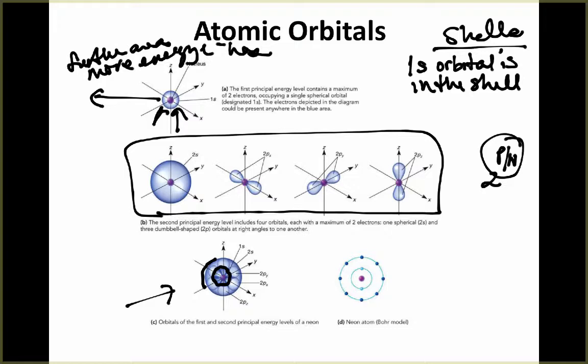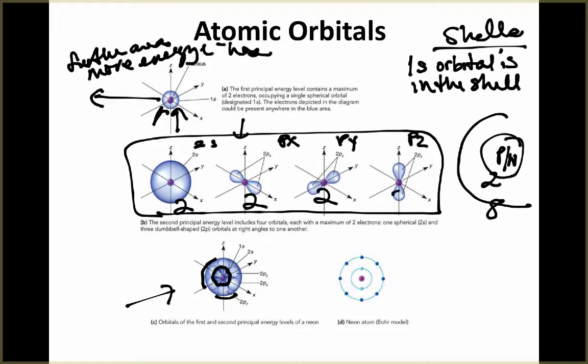Okay? But if you look at these here, do you see how this 2s and this px, py, and pz all go out here? Because they all go the same distance out from the center, they all have the same amount of energy. So they're in the second shell, which can have a maximum of 8 electrons, because if you see, this one has 2, 2, 2, and 2, added all together is 8.